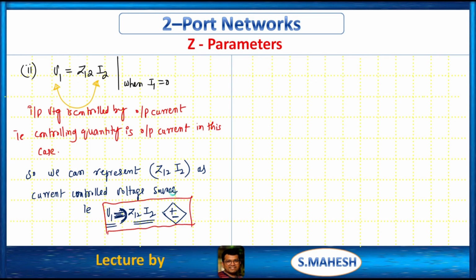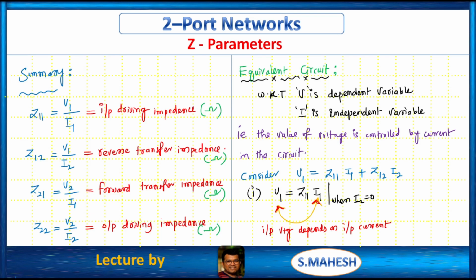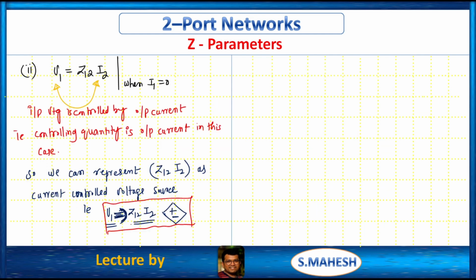What about the first case? Here input voltage depends on input current. So Z11 is connected in series with the supply voltage. That's it. Because connected in series means the current through the branch is nothing but the input current, because of the input supply voltage only. So we are connecting Z11 in series with this current controlled voltage source, CCVS. Okay. Now considering the second equation.